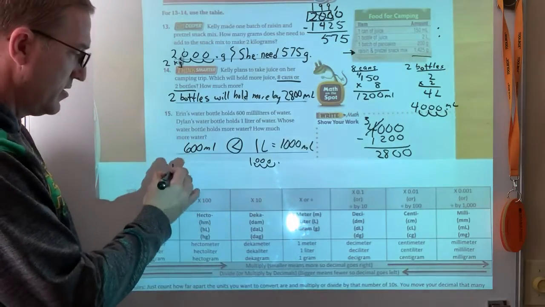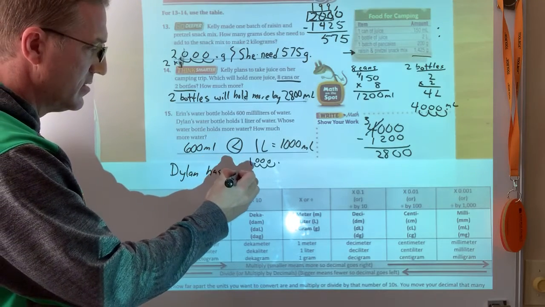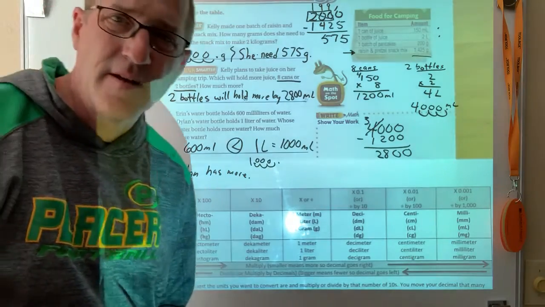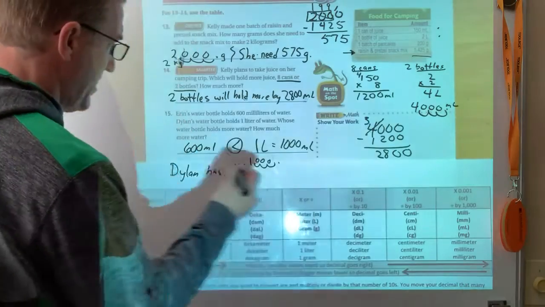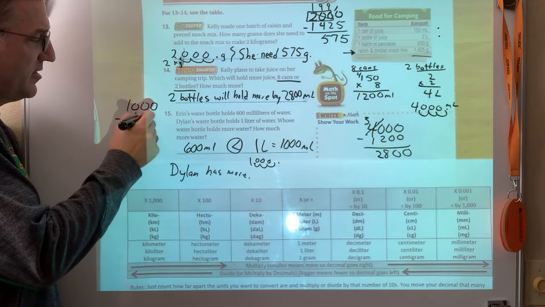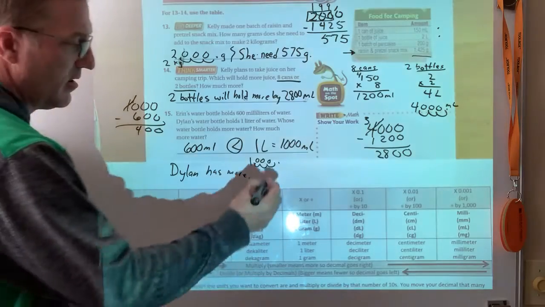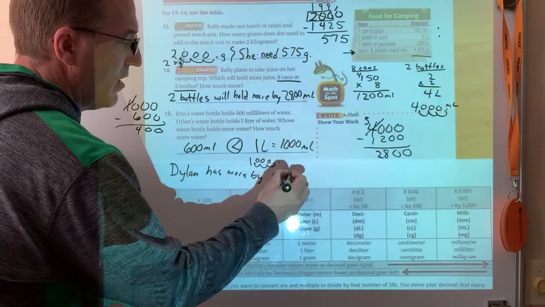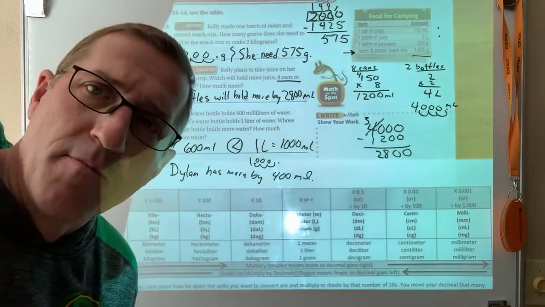So who has more? Okay, Dylan has more. All right, and what's the difference between 1,000 and 600? You probably don't even need to do that work, but let's write it down right here. 1,000 minus 600. I get 0, 0. 10 minus 6 is 4. Dylan has more, and I'm just going to write it down here, by 400 milliliters. Okay. Let's come back for the bottom part and then the homework.